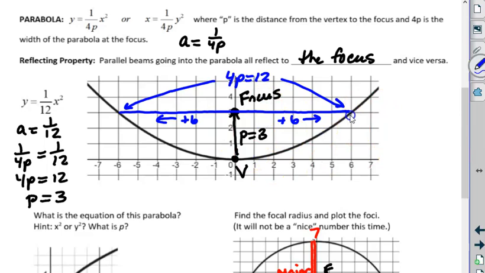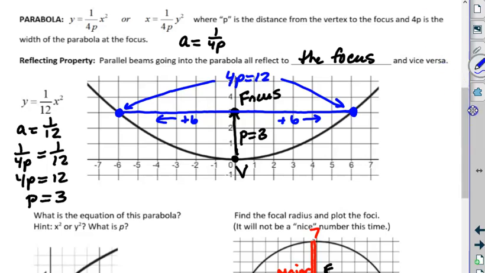So notice that makes sense. We got 3 up here, so there's the focus. So if I knew the equation, this would be an easier way to graph this equation than trying to go over 1 and up 1/12. That would be very difficult to do. Instead, I could draw the focus in and then go make this line 4 times the focus, and I could find 2 points on the graph here and here, and it would be much easier to graph.